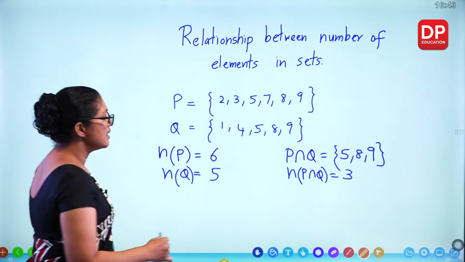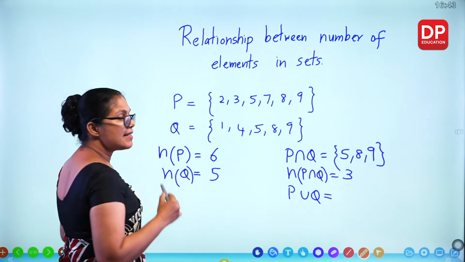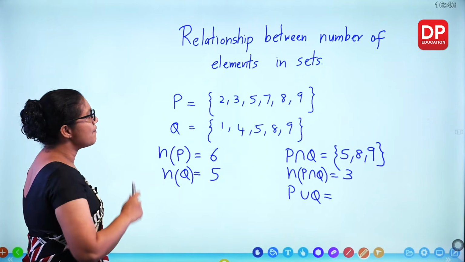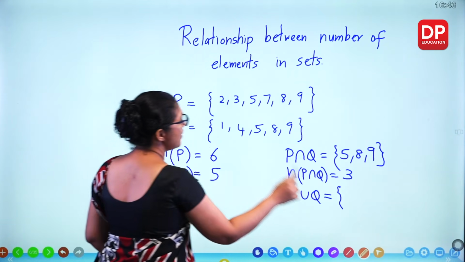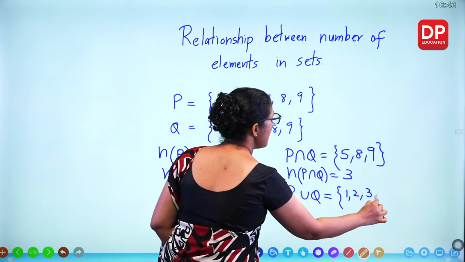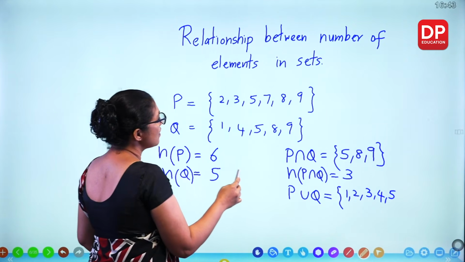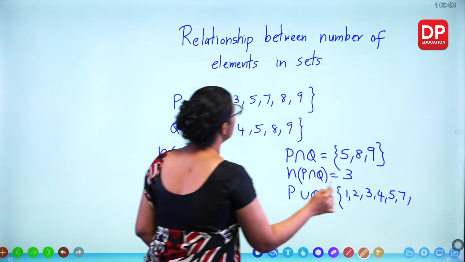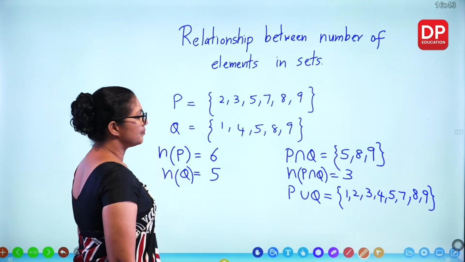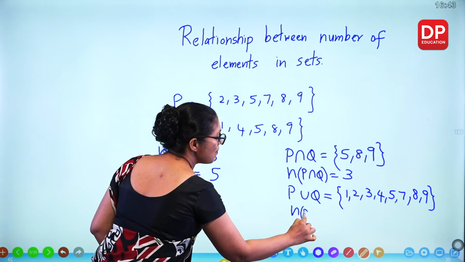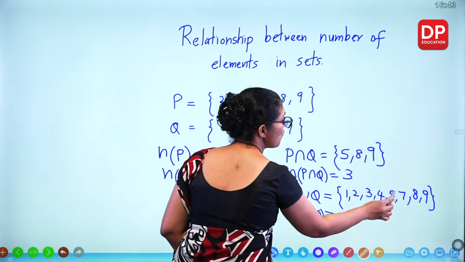Then I need P union Q. Union means everything in P as well as everything in Q. So I can write all the elements starting from 1, 2, 3, 4, 5, 6 is not there, 7, 8, 9. And what is n of P union Q? Elements in P union Q. 1, 2, 3, 4, 5, 6, 7, 8.